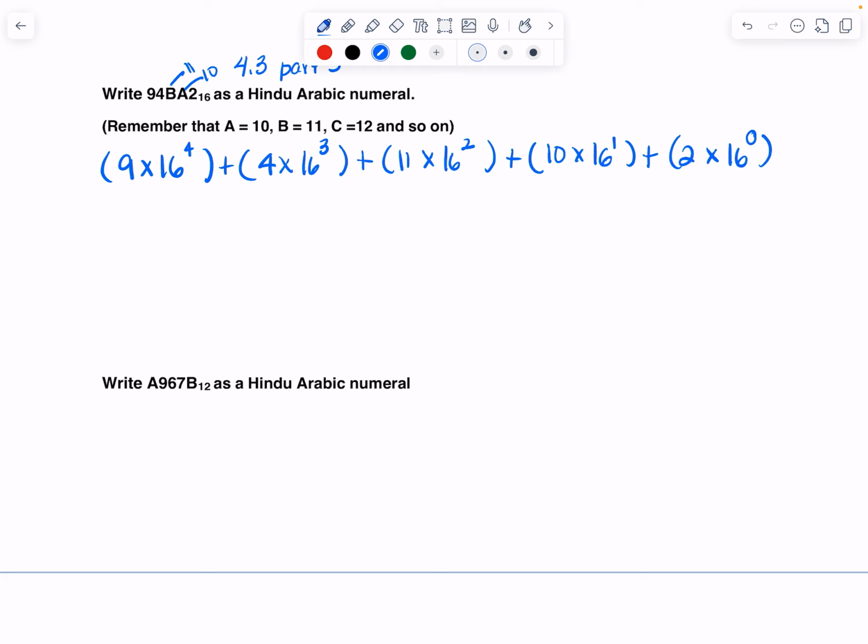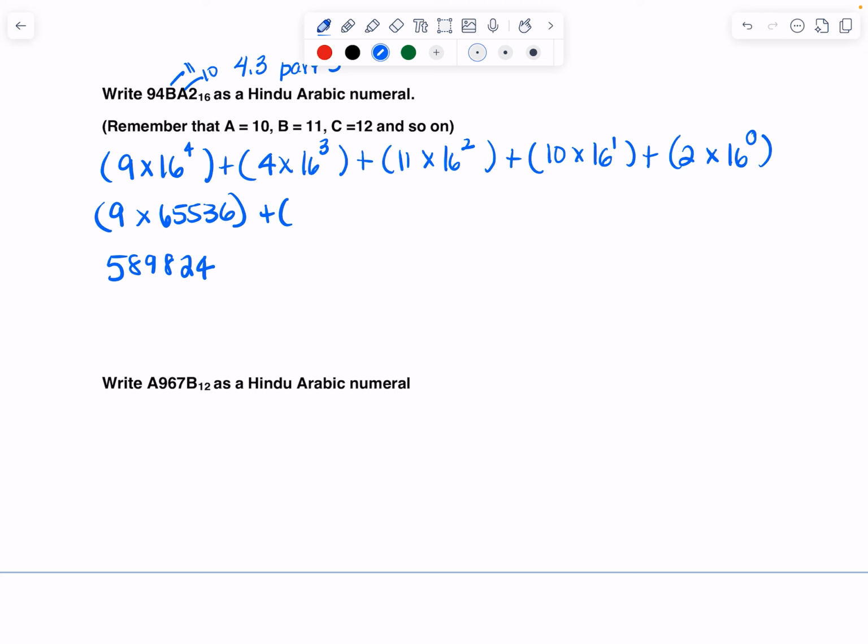Okay, at this point, you will need a calculator. If you don't have one, pause the video so you can go grab it and work on this with me. I'm going to do 16 raised to the fourth power, which is 65536. Now I'm going to multiply that by 9, and I get 589824 plus.